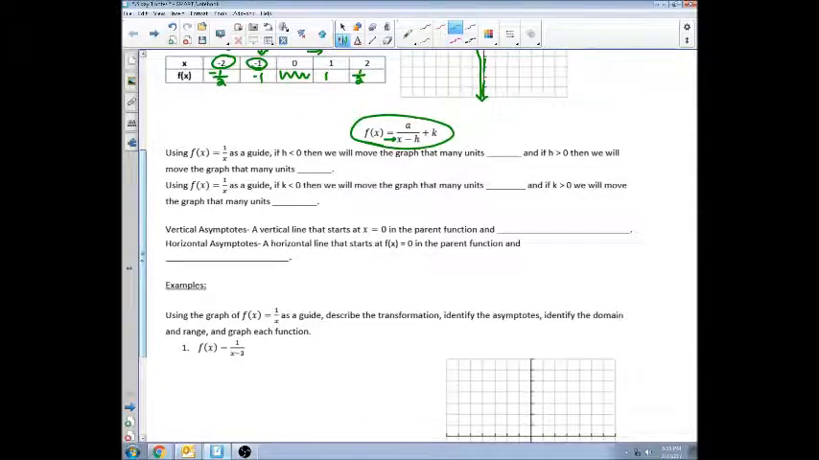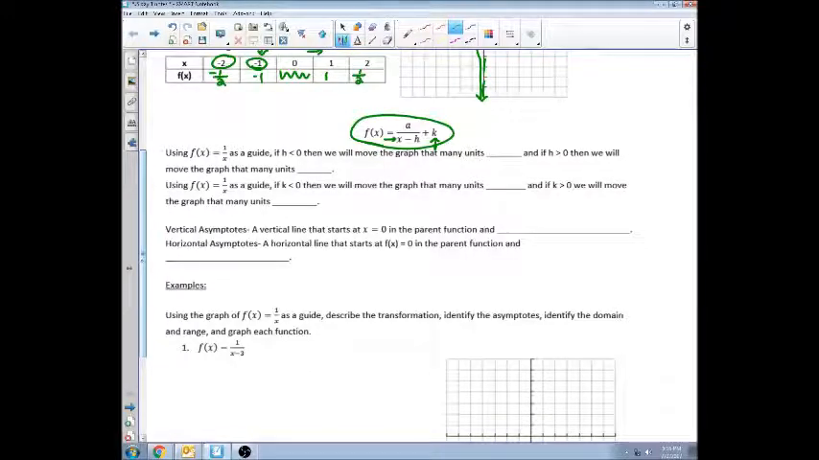It's a right to left movement underneath, and it's an up and down movement for our k, or the outside, away from our fraction. If it's underneath my fraction in my denominator, then I'm going to go opposite. If it's outside where my k is, then I'm going to follow what it tells me to do.